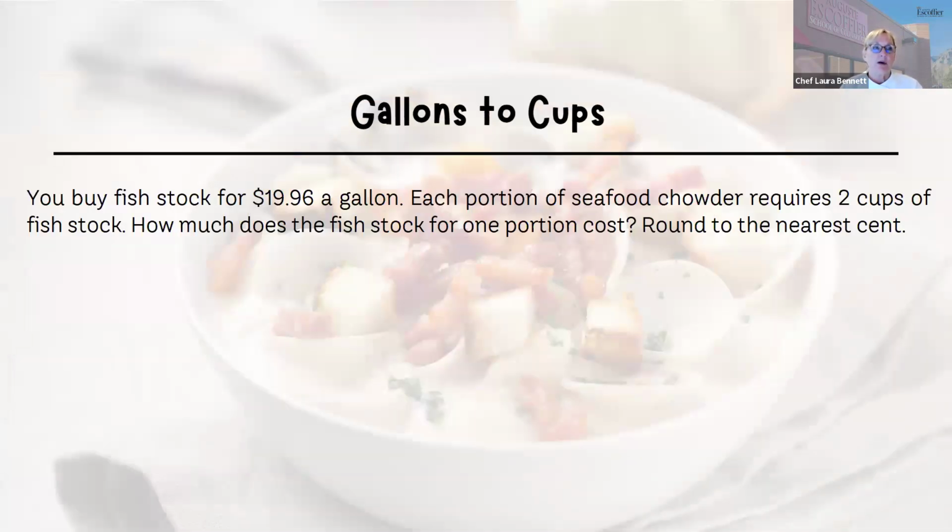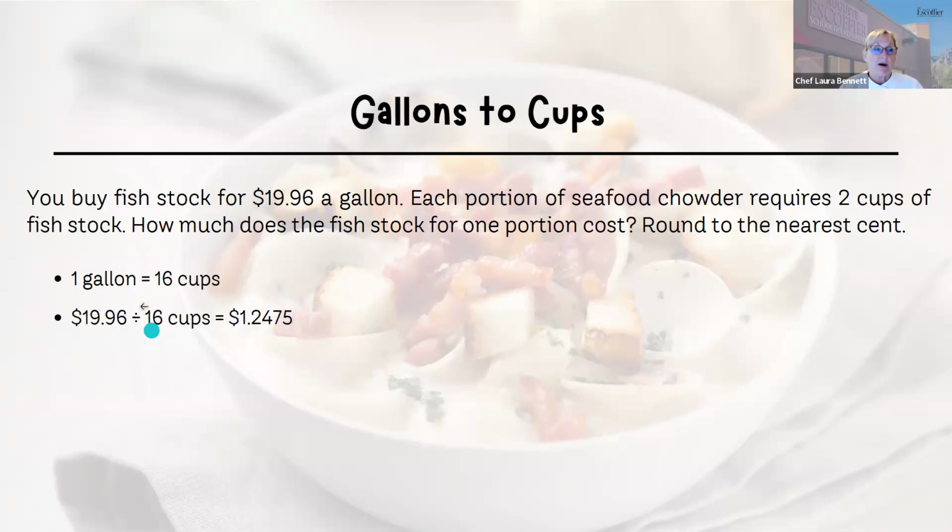Gallons to cups. You buy fish stock for $19.96 a gallon. Each portion of seafood chowder requires 2 cups of fish stock. How much does the fish stock for one portion cost? Round it to the nearest cent. All right, we're going to convert first. 1 gallon equals 16 cups. $19.96 divided by our 16 cups gives us our cost per cup. Now remember, don't round yet. Take that cost per cup, multiply it by the 2 cups required for that one portion. It's going to give you your total cost, and round it to the nearest cent, which would be $2.50.